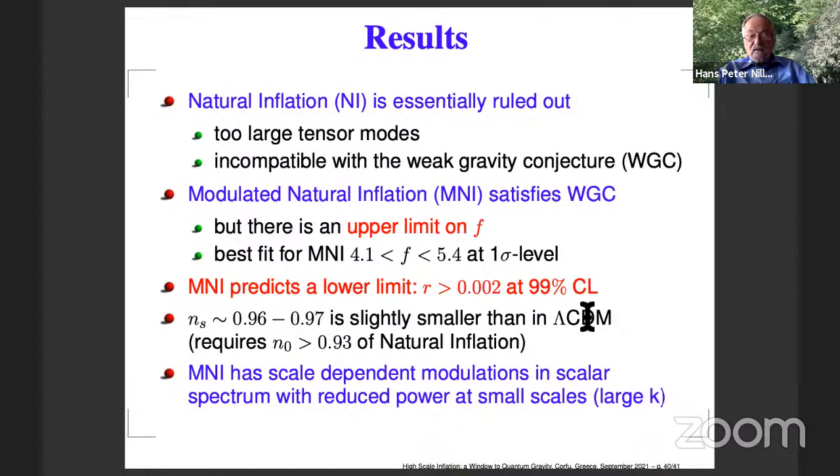So the modulated natural inflation has scale-dependent modulations in the scalar spectrum with a reduced power. So that's something which one might be able to test in the future. So this brings me to my summary.